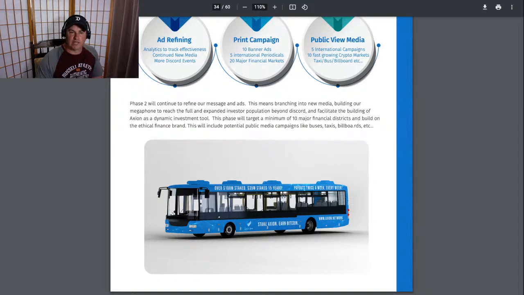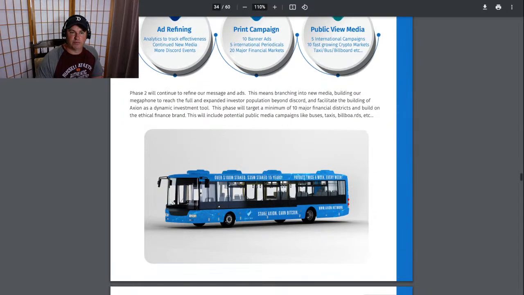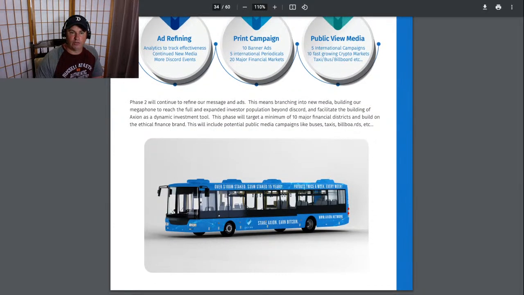This phase will target a minimum of 10 major financial districts and build on the ethical finance brand. This would include potential public media campaigns like buses, taxis, and billboards, etc. So you've got a nice, cool little bus there, all decked out in our branding. Stake Axion, earn Bitcoin. So pretty amazing. And so that's the sort of stuff that's coming up.